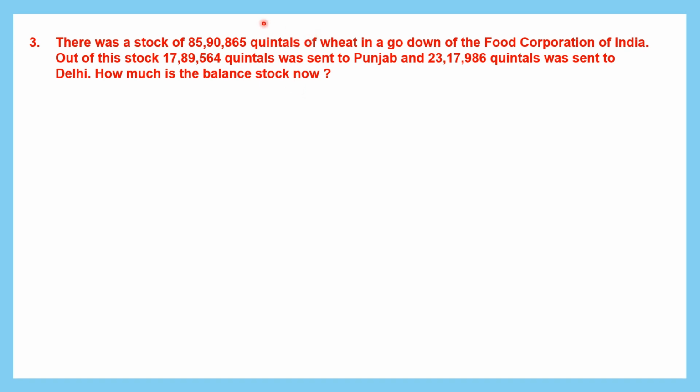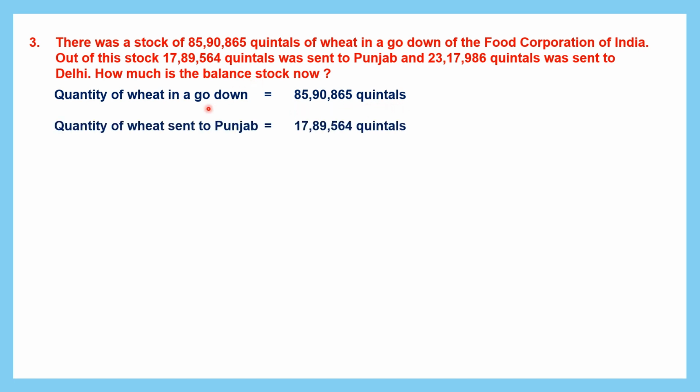So did you understand the question, children? Now here we have this much of wheat in a godown. From that, some amount was sent to Punjab and then another quantity was sent to Delhi. Now there is some balance left. We are asked to find out what is that balance. So let's begin by saying quantity of wheat in a godown is so much, isn't it? This is already given to us.